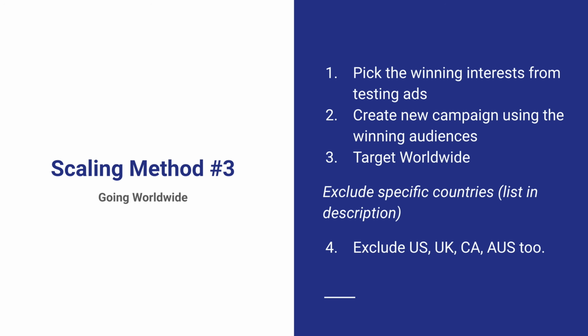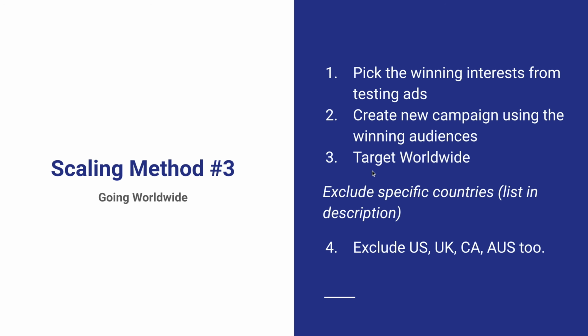So scaling method number 3, going worldwide. In this method, after testing ads with other countries, USA, UK, Canada, and Australia, I switch to worldwide and I test worldwide too in this part. I pick those winning and top performing interests from the testing campaign, and I create a new campaign and duplicate those ads to this new campaign and then target worldwide.